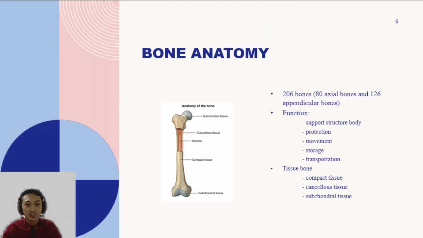Literature review on bone anatomy. In the human skeleton, we have 206 bones, consisting of 80 axial bones and 126 appendicular bones. The functions are to support the body structure, to protect internal organs, movement such as legs and arms, the storage of phosphorus and calcium, and transportation, such as red blood cells. We can transport nutrition into the body. And the bone tissue comprises three types: compact tissue, cancellous tissue, and subchondral tissue.